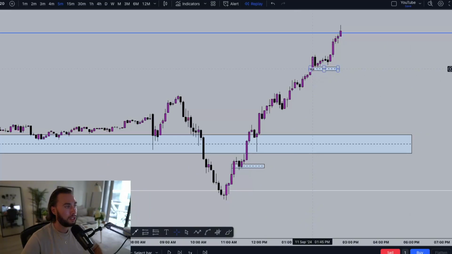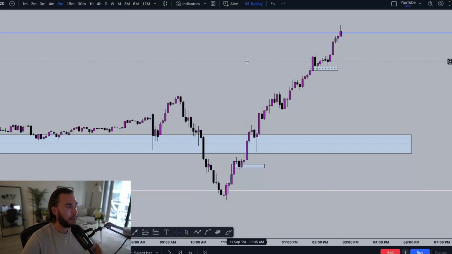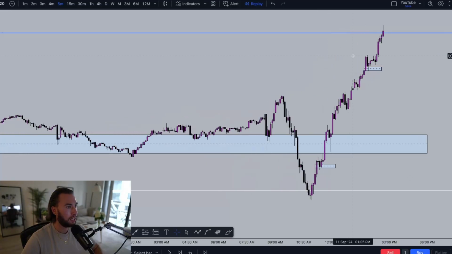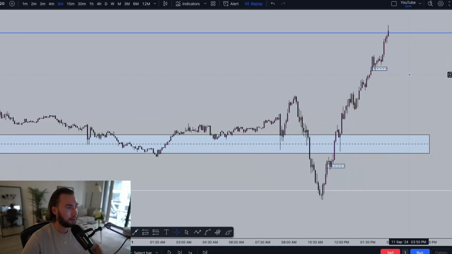So I always use fair value gaps. Like I mentioned here in the steps, it's better if we do have an SMT or some form of turtle soup into a fair value gap. But in this example, all we have is a fair value gap. We don't have a turtle soup, but we can still use this to engage price into that original consolidation, which is at 19,379, and that would be our target.